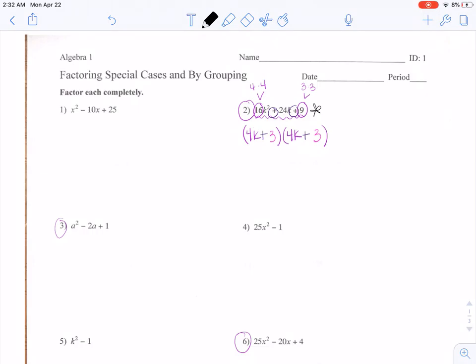We have 4k times 4k, which gives us 16k squared. We have 4k times 3, which gives us 12k. We have 3 times 4k, which gives us 12k again. And 3 times 3 gives us 9. So we have 16k squared plus 24k plus 9, and that is exactly what we started with. You guys don't need to do this, so I'm going to cross that off.